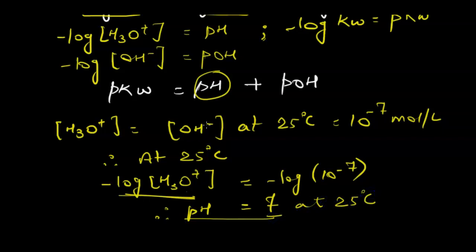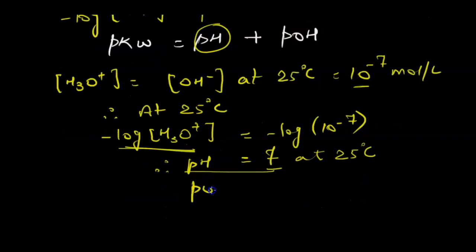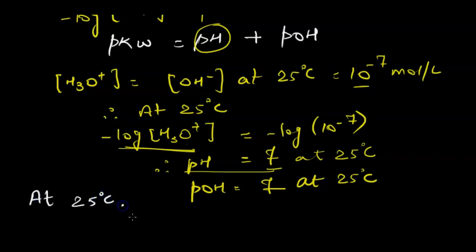As hydroxide ion concentration is also 10 to the power negative 7 at 25 degrees Celsius, so is the value of pOH. So the value of pOH is also 7 at 25 degrees Celsius. Finally, we can conclude that at 25 degrees Celsius, pKw is equal to 7 plus 7, which is equal to 14. And now we can use this value anywhere else to apply the relationship to any application problem.